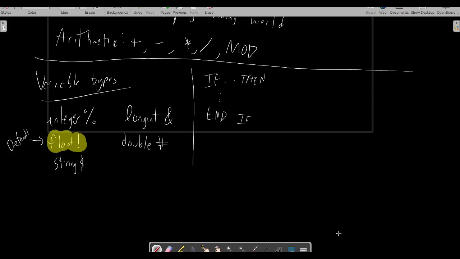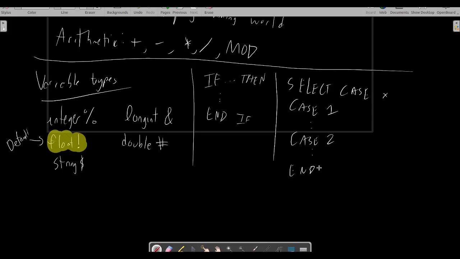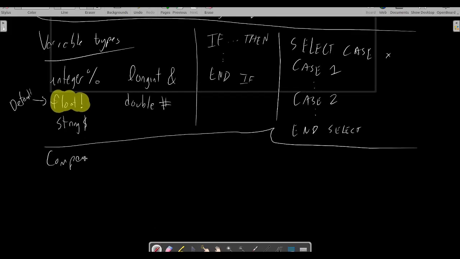For switch case style branching, we write select case, and then we write each branch as case. Branches don't have implicit fall through like they do in C and C++, so we have no need for a mandatory break statement. Select statements are terminated by end select. Comparisons are done in the usual way with less than and greater than.